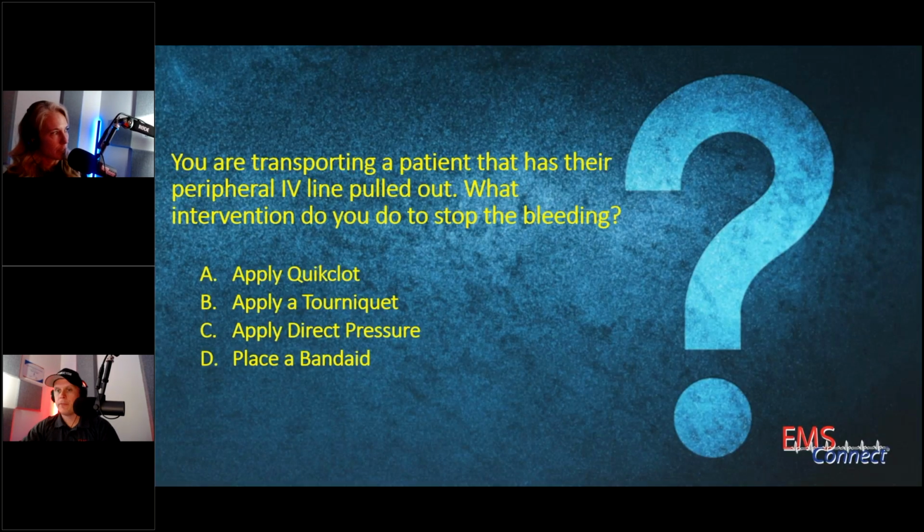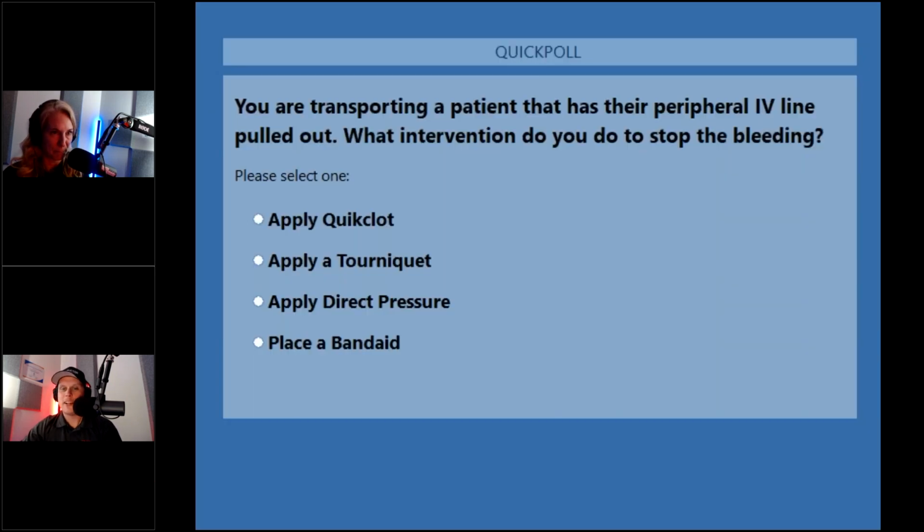So you're transporting a patient that has their peripheral IV line pulled out. What is the best way to get that to stop bleeding? I love how aggressive you went. Either apply QuikClot, apply a tourniquet, apply direct pressure, or just go with a plain old Band-Aid? I read this question and thought, man, we're really going at this one hard. We're just going to tourniquet her on the neck and solve the problem. Exactly. So we'll give a few seconds here.